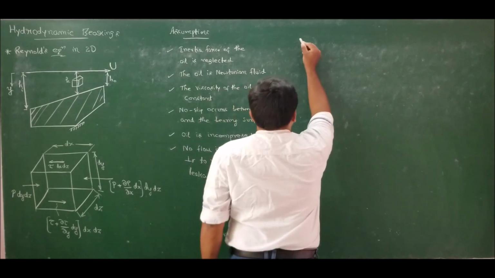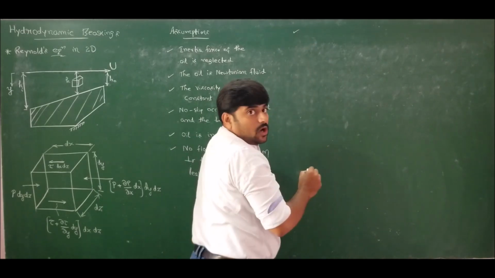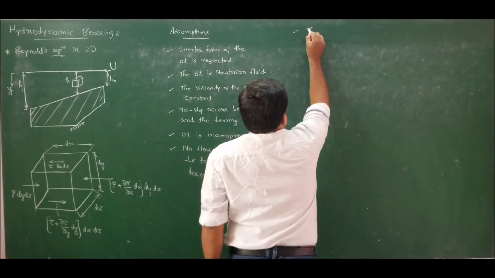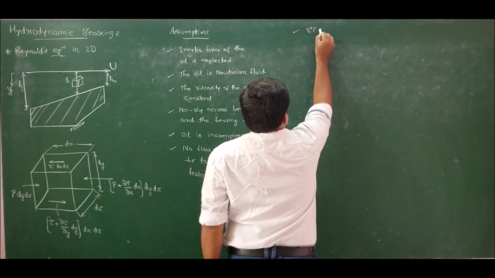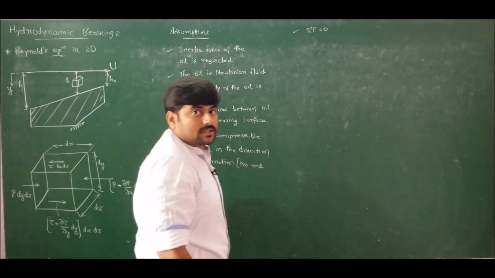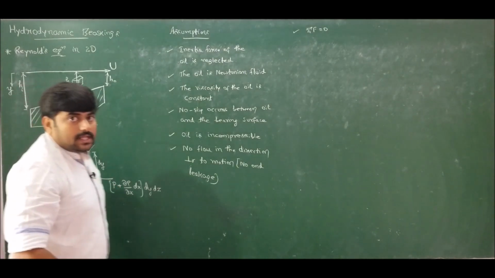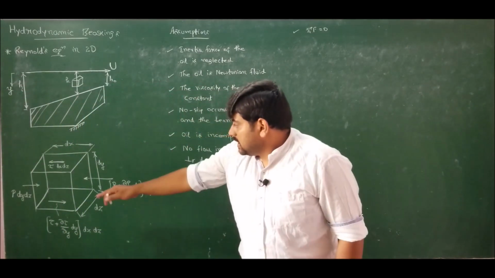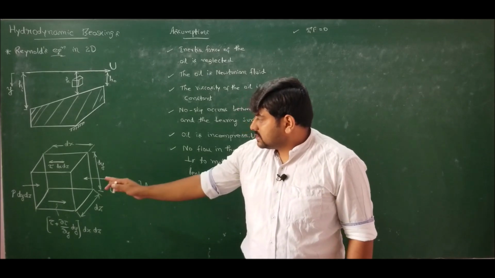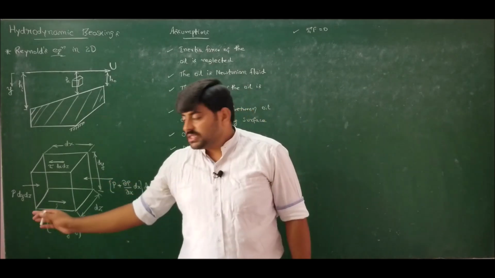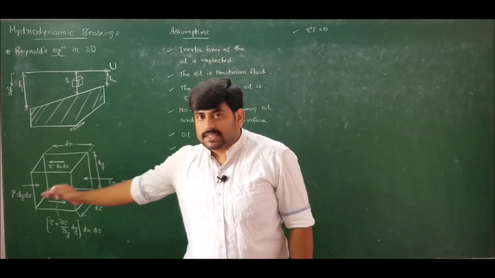So if I pick up the first assumption, there is no acceleration in the oil, therefore sum of forces must be equal to 0. So what are the forces acting on this elemental length? Let us take the force in the direction of positive x-axis as positive, negative x-axis as negative.